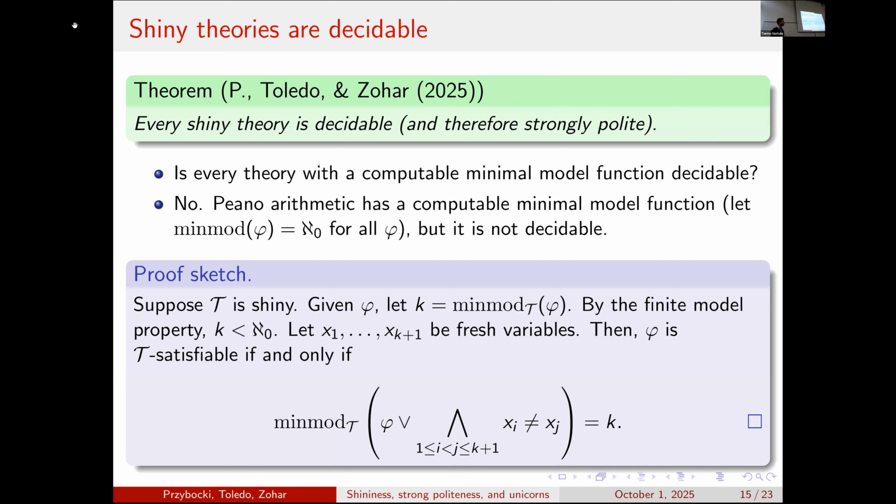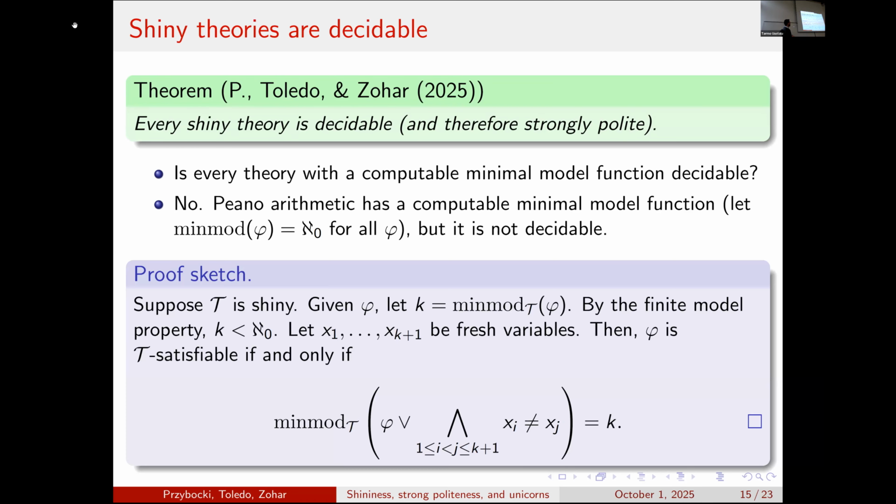And so given that, let's introduce k plus 1 fresh variables, meaning they don't occur in our formula phi. And we're going to construct this disjunction that says either phi or all of those fresh variables are distinct. So we're saying either phi is true, or we have at least k plus 1 elements. And I claim that phi is T-satisfiable if and only if the min-mod function evaluated at that formula returns k.